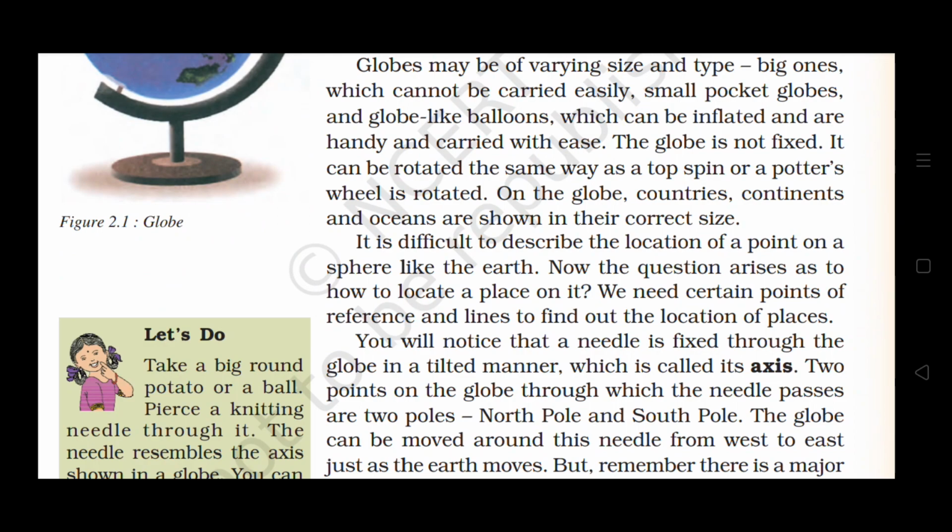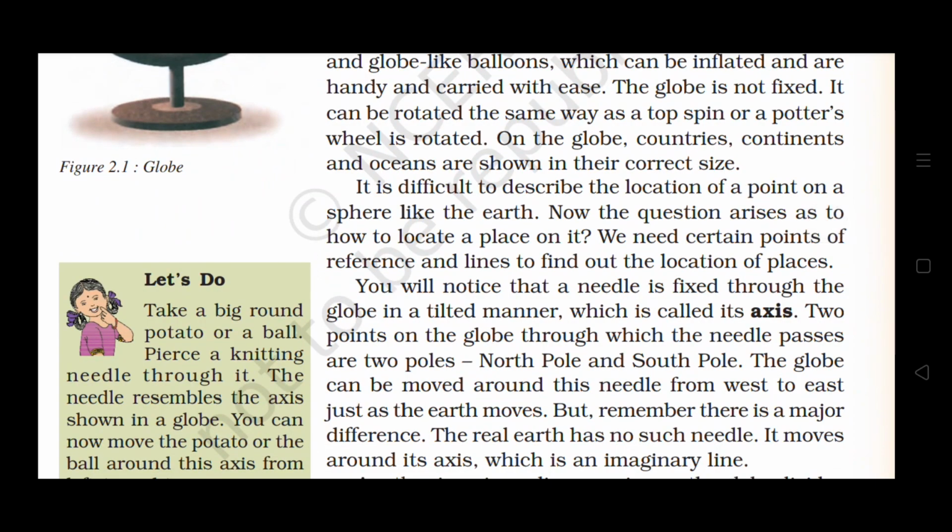It can be rotated the same way as a top spin or a potter's wheel is rotated. As the earth rotates on its axis, even a globe could rotate on its axis the way a top or a potter's wheel rotates. On the globe, countries, continents and oceans are shown in their correct size and position.